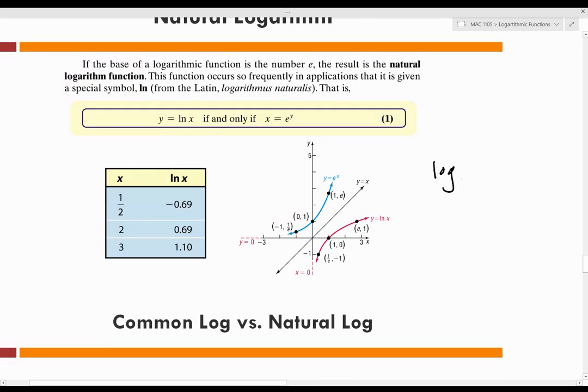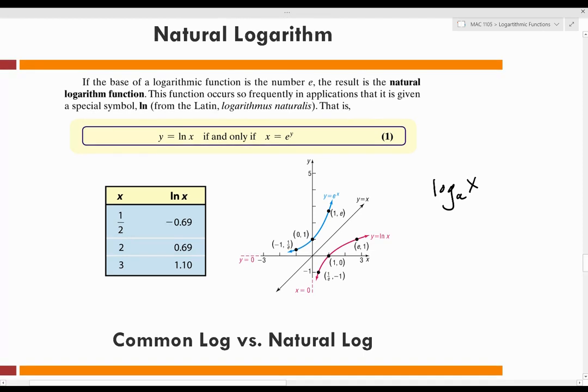log base a of x. We will have the natural log if the base is e. Rarely will you ever see log base e of x. You will see this instead, natural log of x. So ln replaces log base e. That is the notation. Anytime you see ln x, this is its equivalent, so be careful of that.